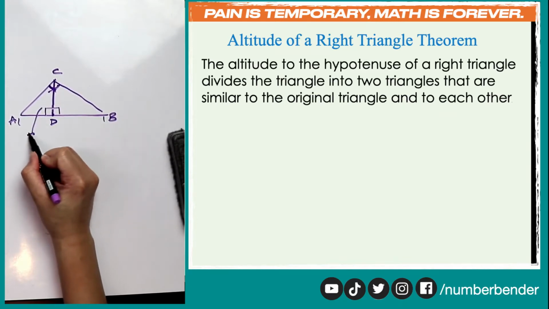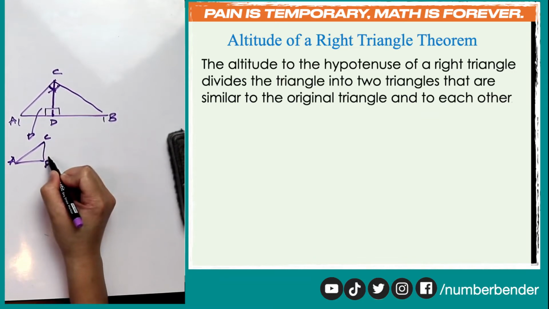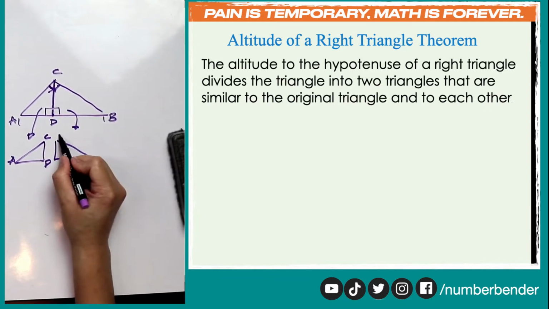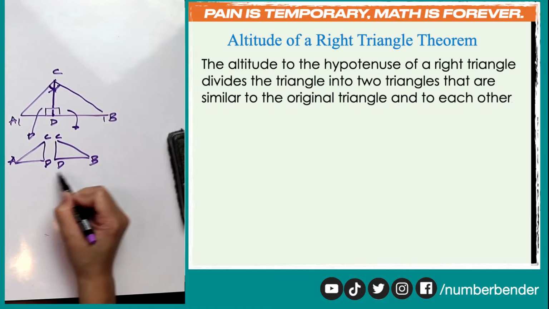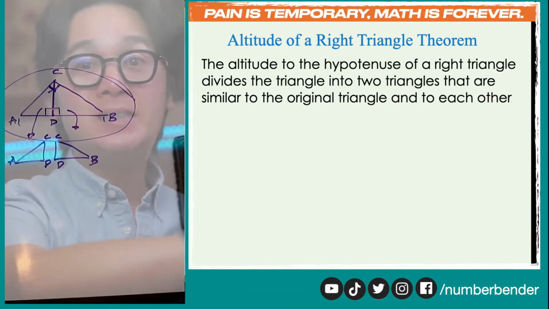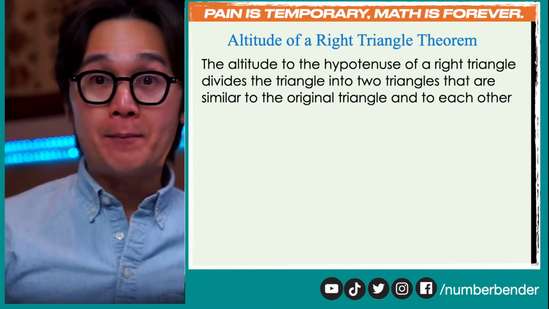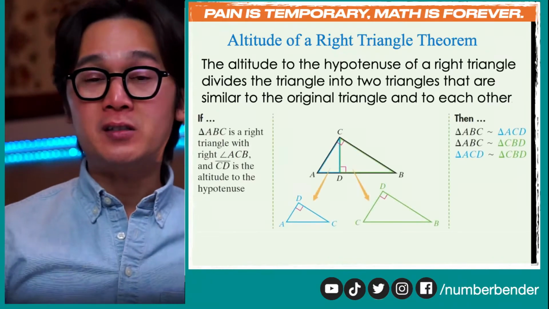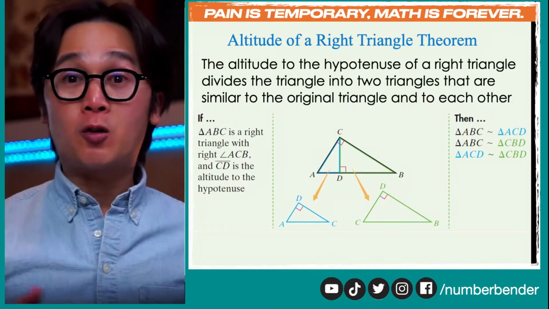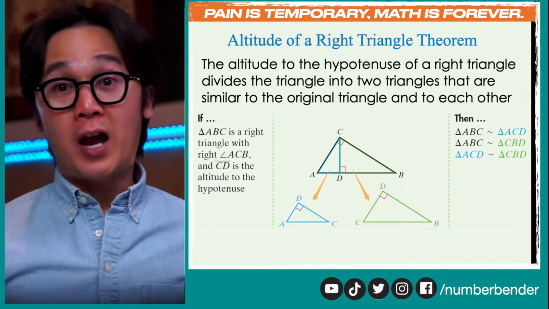So this subtriangle ADC is similar to triangle CDB and to our main triangle ABC. And when this right triangle happens, the altitude of a right triangle theorem will occur. So this is basically the first theorem or the main theorem that we're going to be using that will allow us to use the corollaries that will help us in solving some of the missing parts of our triangles today.